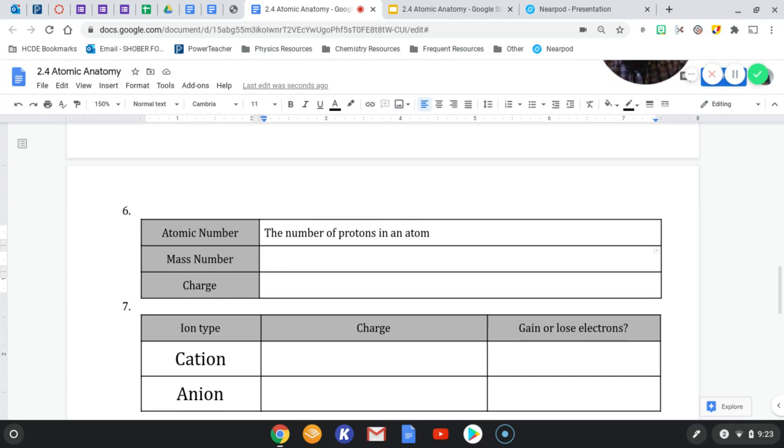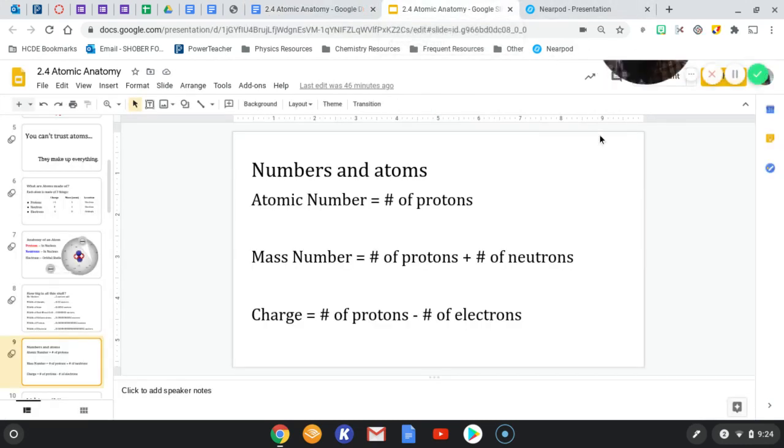For right now, though, we said mass number is the number of protons plus, or if you want to use the plus sign, you can do that, plus the number of neutrons. Okay. Now, last of all, charge is the number of protons minus, or you can use the minus sign, the number of electrons. There we go.